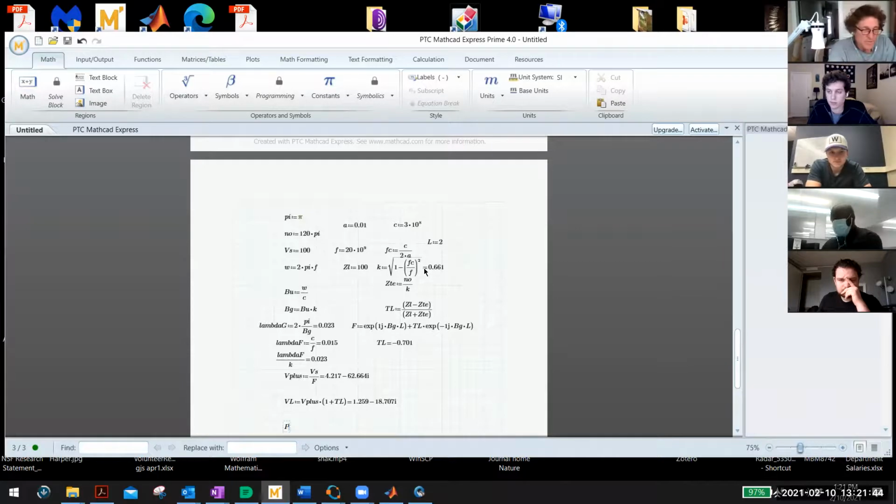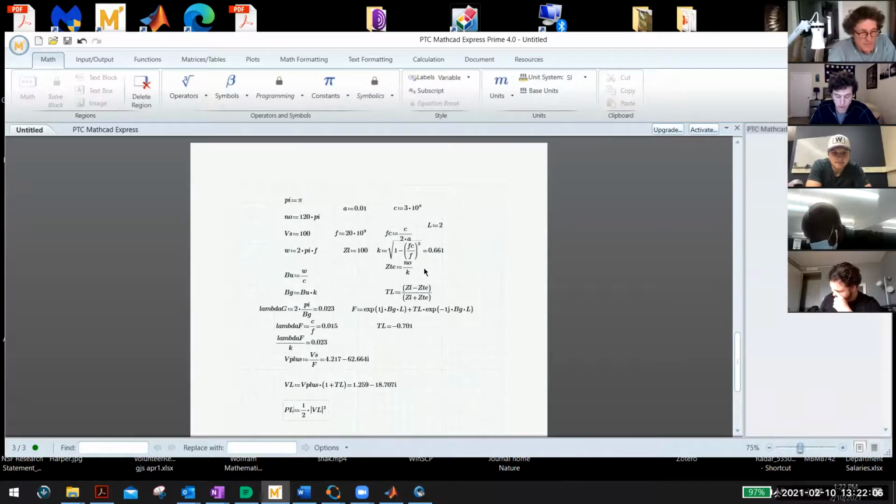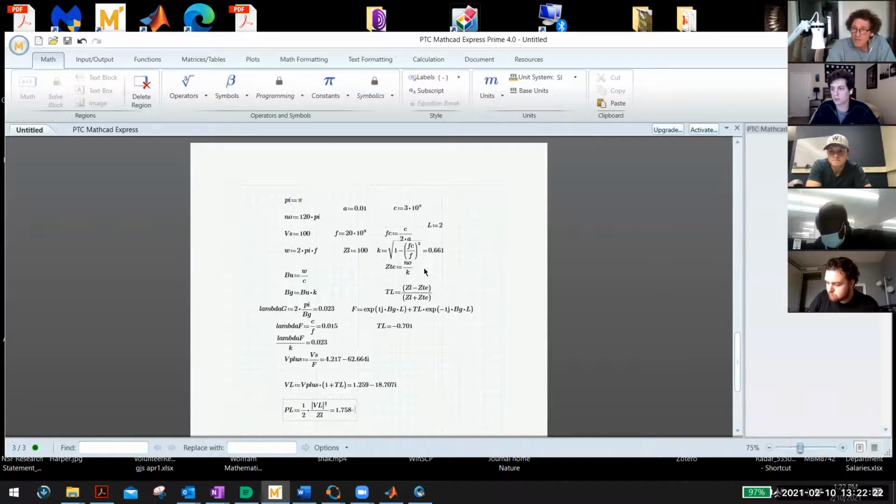Now, the power delivered to the load, I'll call PL, that will be equal to 1/2 times the absolute value of V load squared. MathCAD's nice, I can hit that and it's absolute value. And then it's just divided by, because it's strictly real, this is the reason I don't have to do V times I conjugate. Now I can just divide this whole thing by Z load. And that's the power in watts. And that's really the way it works with waveguides.